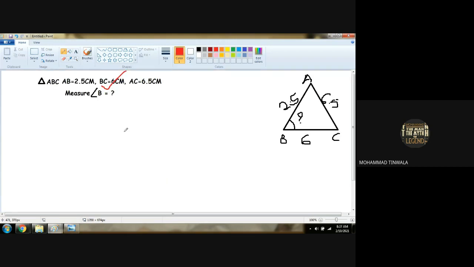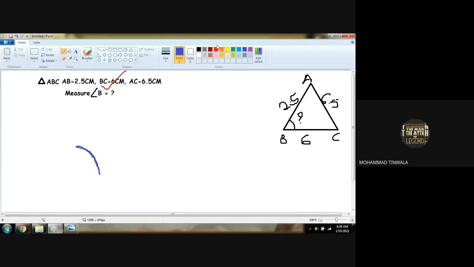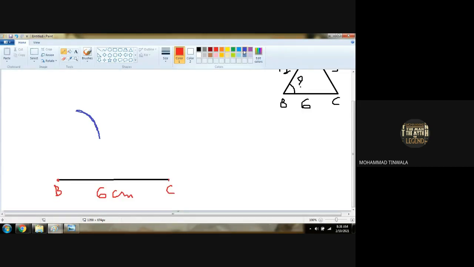Okay, now what? From B, we have to construct A 2.5 centimeters. So open rounder and pencil with the help of scale, measure it from 0 centimeter to 2.5 centimeter. So placing center point B, we have to draw an arc over here like this. Understood? 2.5 centimeter. Then from point C, we have to construct AC. Open rounder and pencil up to 6.5 centimeter. Draw an arc like this.